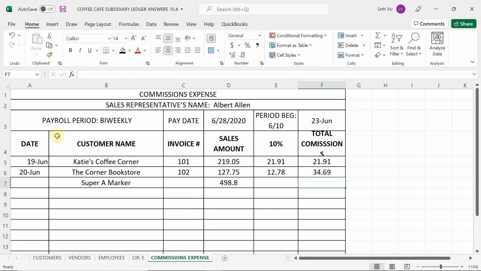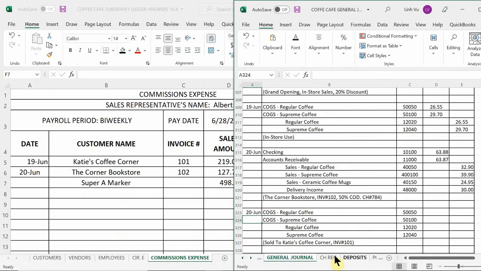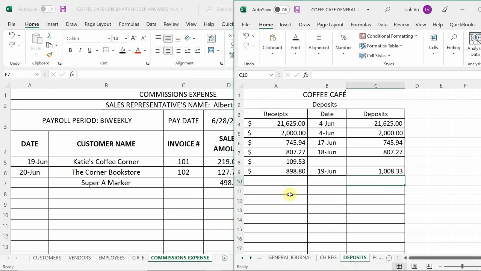All right. Last thing we have to do is put the check into our receipts so that when we reach the end of the day, we're going to deposit the check with the cash.